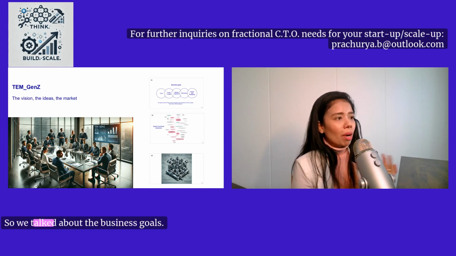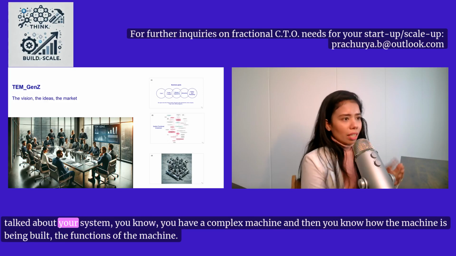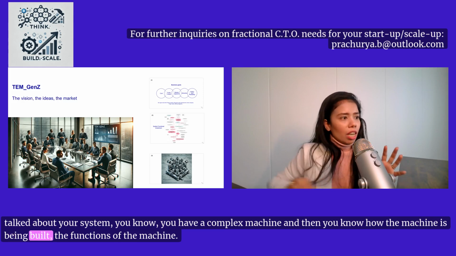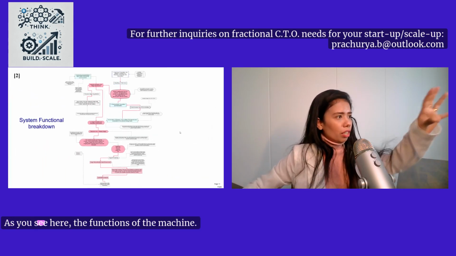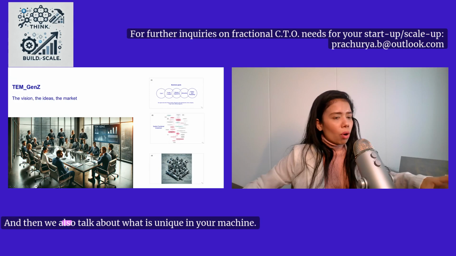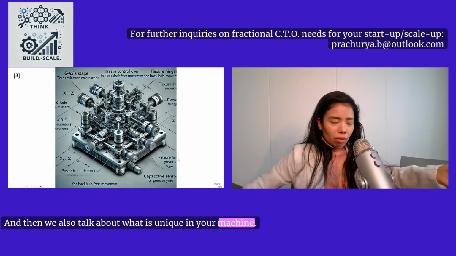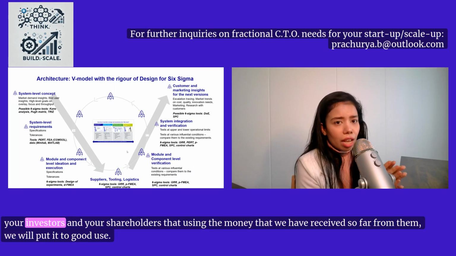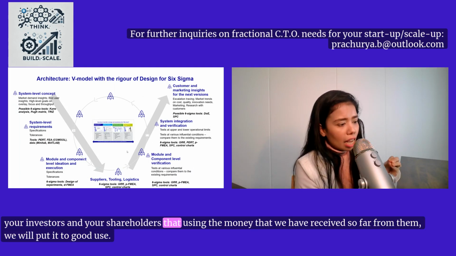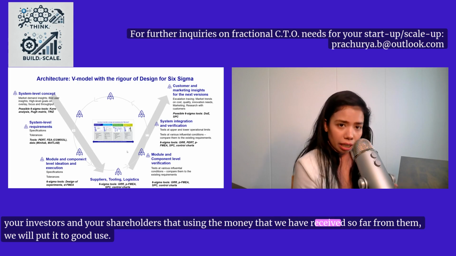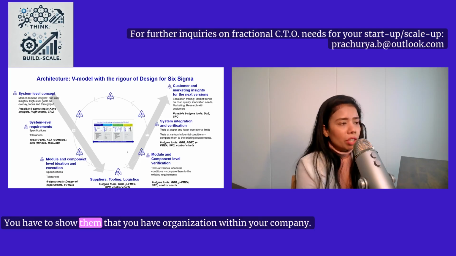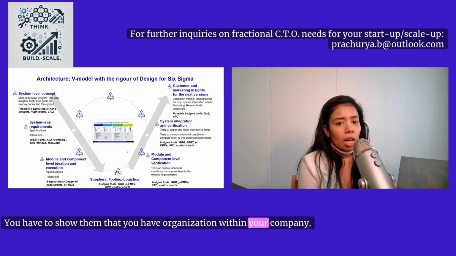So we talked about the business goals. We talked about your system. You have a complex machine, and you know how the machine is being built, the functions of the machine. As you see here, the functions of the machine. And then we also talk about what is unique in your machine. So the next step would be about showing your investors and your shareholders that the money we have received so far from them, we will put to good use. How do you do that? You have to show them that you have organization within your company.